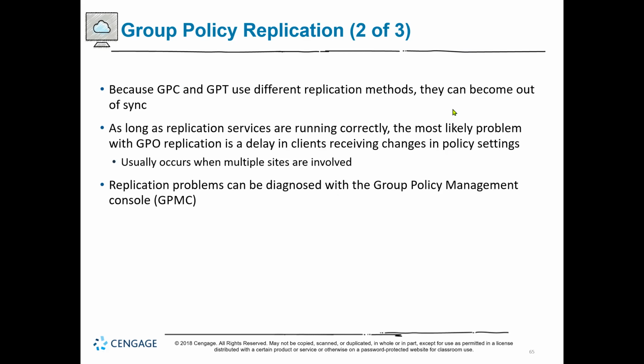Group policy replication continued. Because GPC and GPT use different replication methods, they can become out of sync. As long as replication services are running correctly, the most likely problem with GPO replication is a delay in clients receiving changes in policy settings, which usually occurs when multiple sites are involved. Replication problems can be diagnosed with Group Policy Management Console.